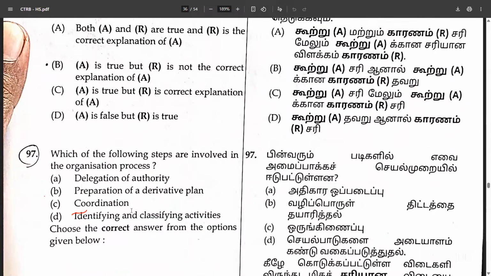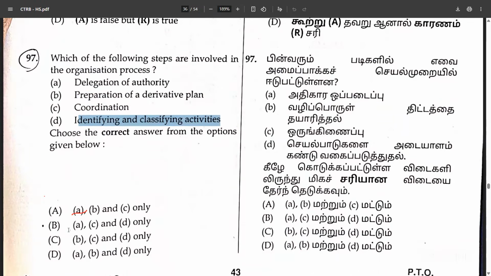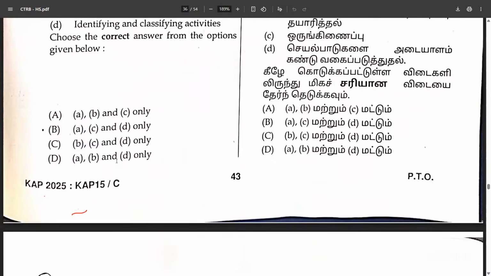Coming to the 97th question, which of the following steps are involved in the organizing process? You have to tell the steps in the organizing process: delegation of authority, preparation of deviation plan, coordination, identification and classification of the activity. So here A, C, D will be the correct answer. You'll eliminate B, preparation of deviation plan.